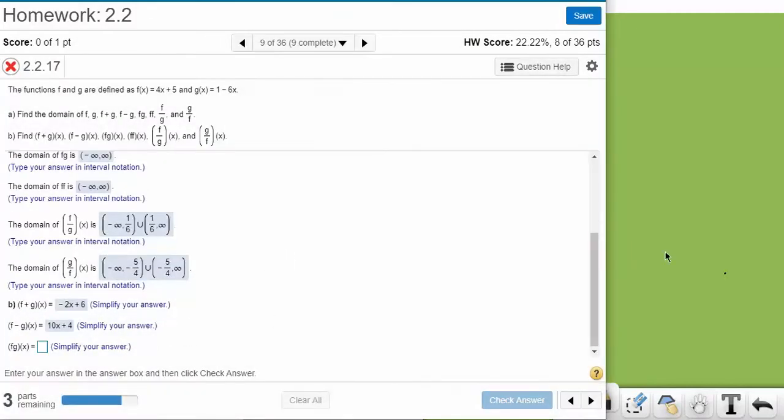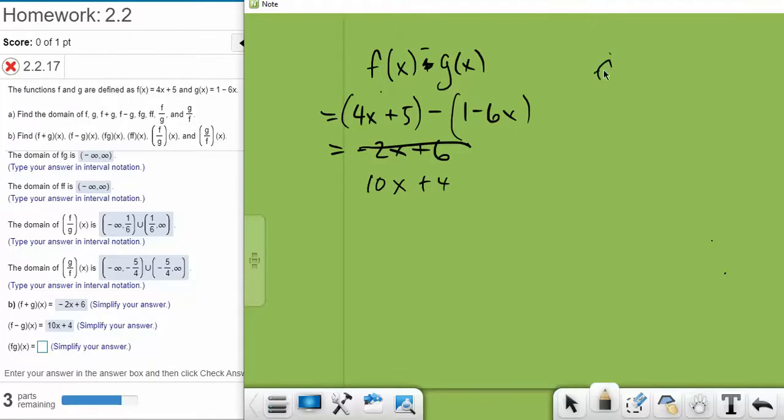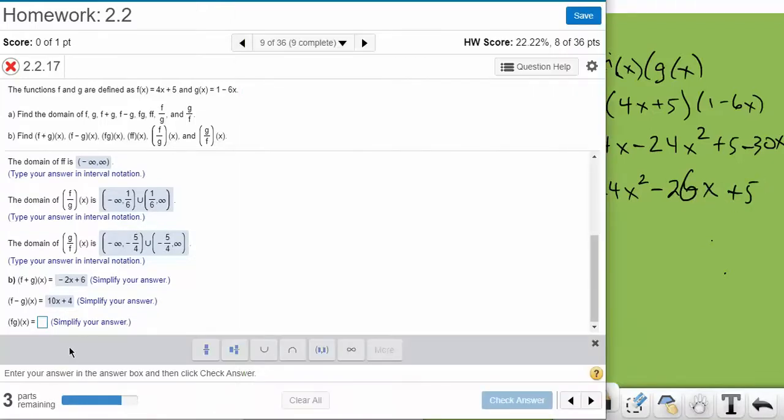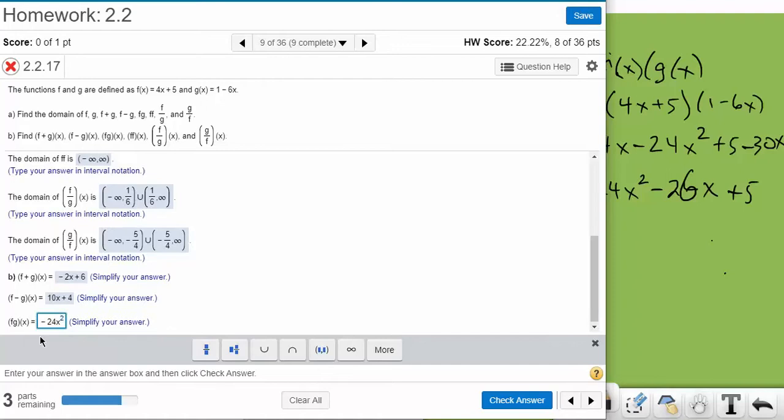Okay. Now f times g, so now we're going to multiply those. So f of x times g of x. So that's going to be 4x plus 5 times 1 minus 6x, so just FOIL it, 4x minus 24x squared plus 5 minus 30x. Combine like terms. Let's put it in descending order. Negative 24x squared minus 26x plus 5.